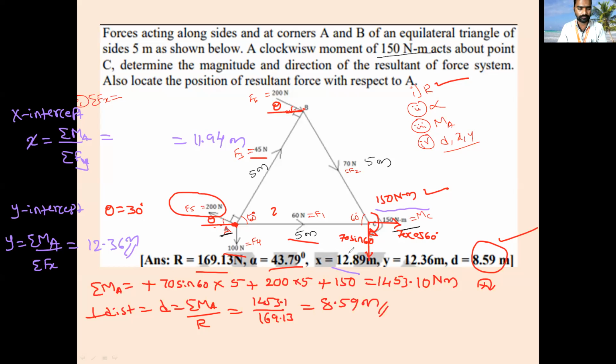Any doubt? Tell me. Sir, F6 had two components, x and y. Why did we choose only one of them? See, how is the line of action of this F6? The line of action of F6 is like this, correct? Again, the point is here. From the point to the line of action of this force, is it 90 degrees? Correct? Total moment is equal to force into perpendicular distance. This perpendicular distance he has already given, no, 5 meter.